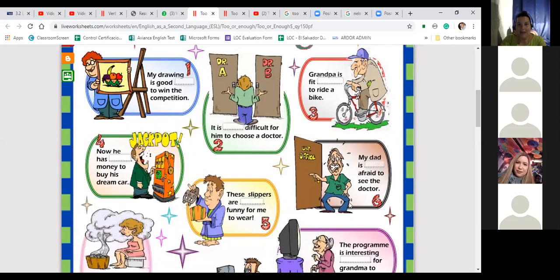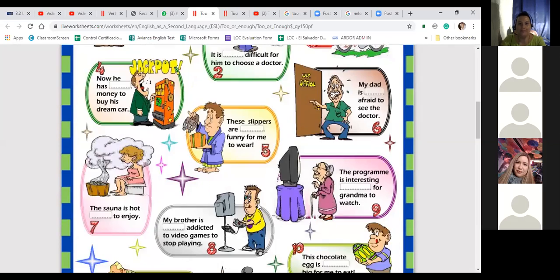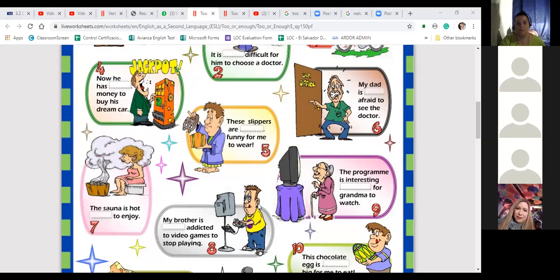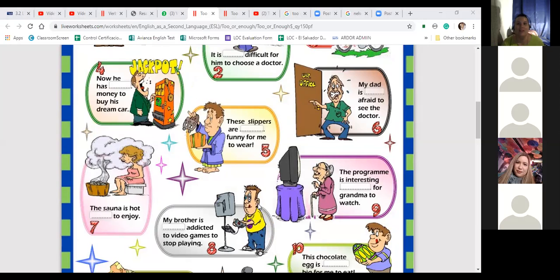Next one, Eliezer, can you read number seven, please? The sauna is hot enough to enjoy. Enough to enjoy. Yes. Have you ever had the experience of visiting a sauna? Like at the thermal baths, Termas de Río? It doesn't have to be a closed place, but a sauna is a place where the water is usually hot.